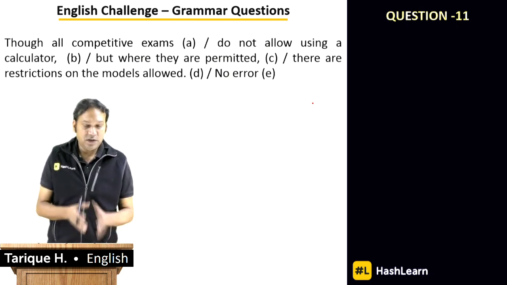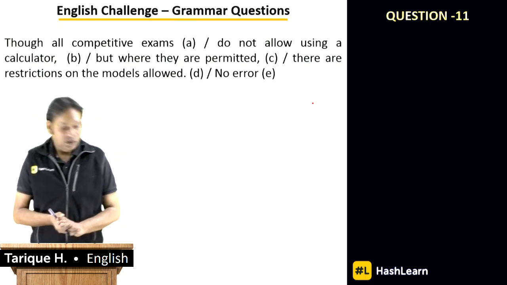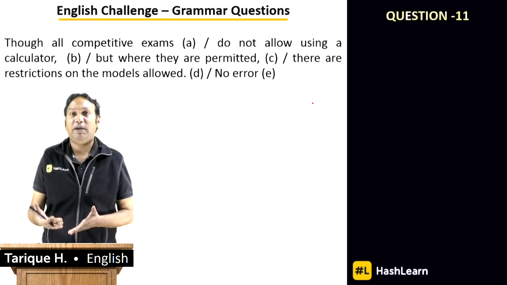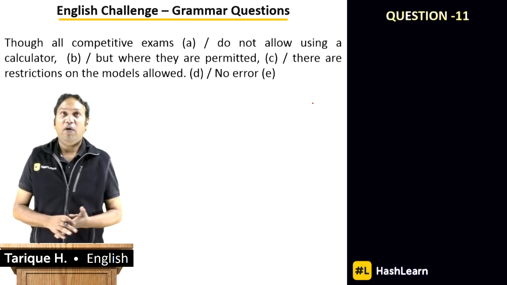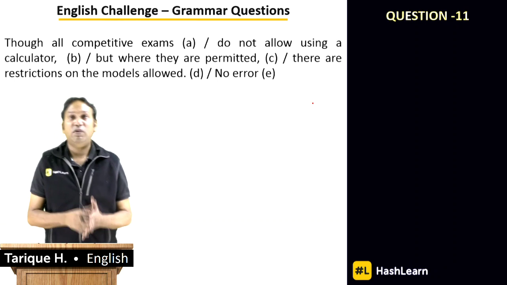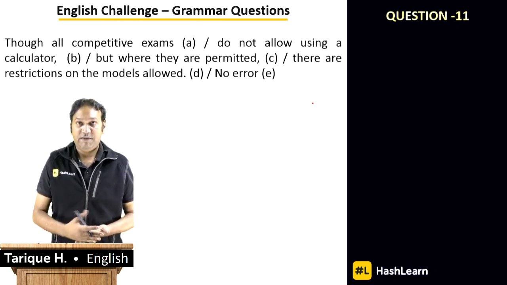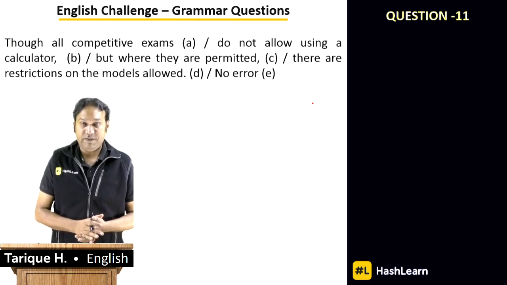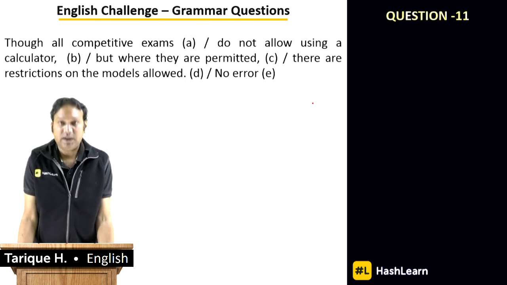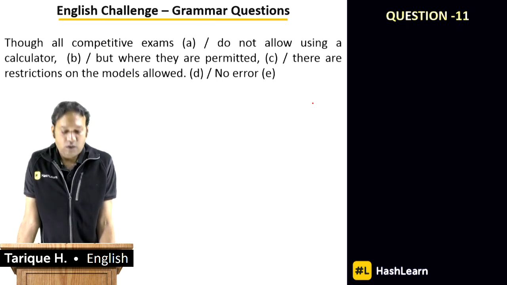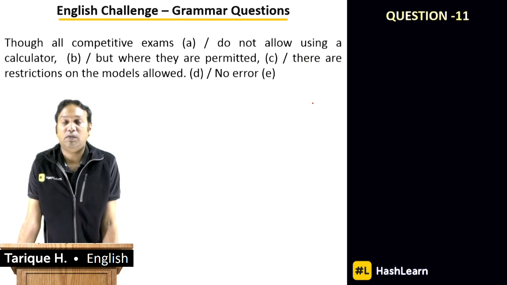Read the question. Students, right now we are on question number 11. If you're going to post the answer for this question, post it as 11A, 11B, 11C, or 11D. Or if you feel that there is no error in the sentence, you can post the answer as 11E. What is the right answer for question number 11? Very simple sentence. Read it once and I'm sure you will be able to spot the error. Though all competitive exams do not allow using a calculator, where they are permitted, there are restrictions on the models allowed.